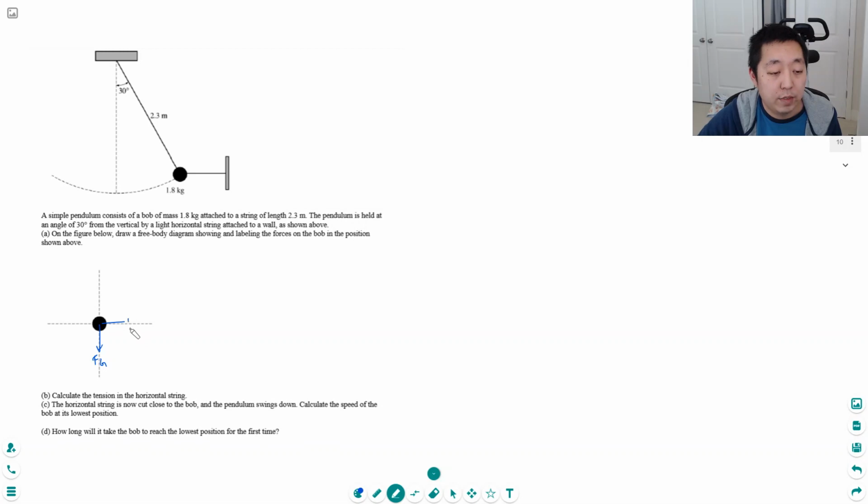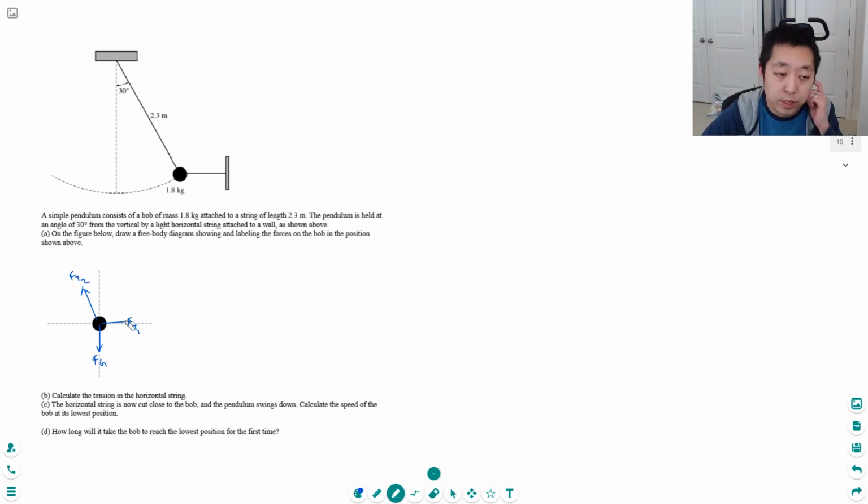I'm going to say I have this string pulling it to the right this way, and I have this force up here, a different string with a different tension force. And those are all the forces. So I have gravity, I have this pulling on it, and I have that pulling on it. Calculate the tension in the horizontal string.